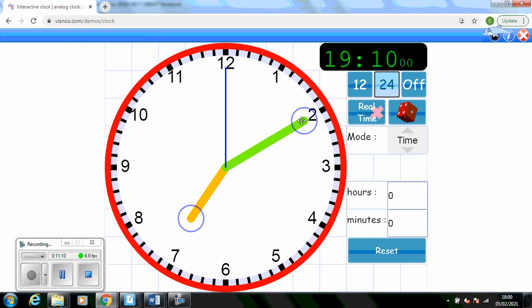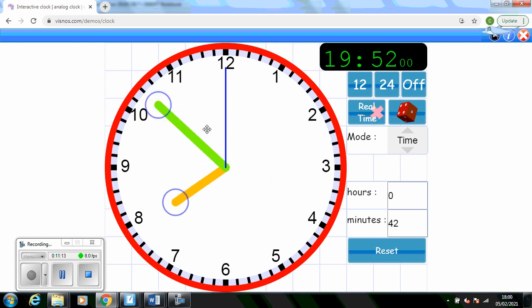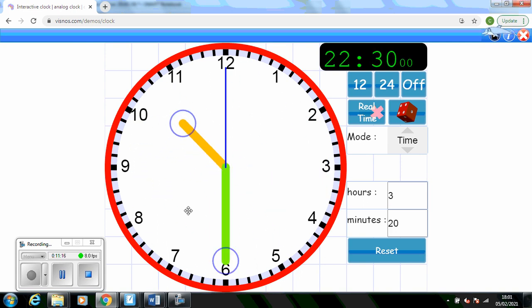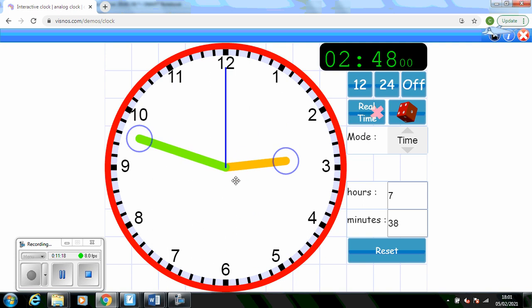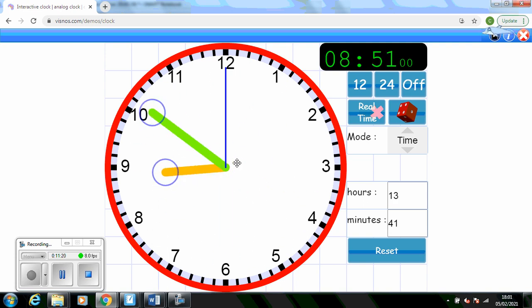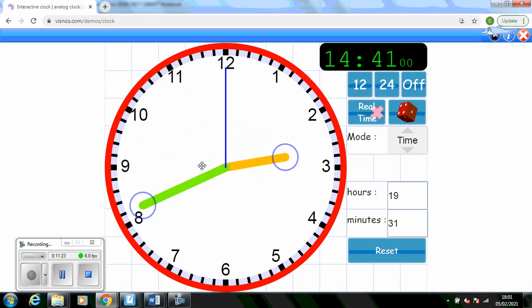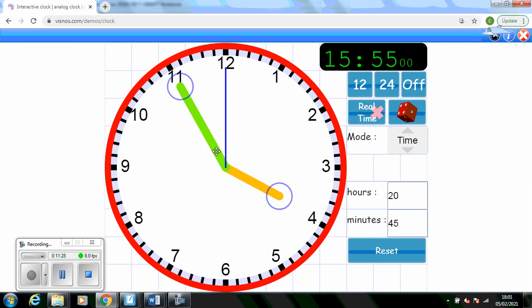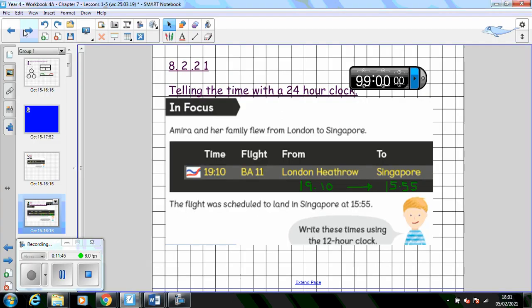You can move these clock hands around, so if you wanted to see how many hours it took to get round to 15:55, let's see how fast I can do it. Spin, spin, spin, spin, spin, spin, spin. Oh, 13, 14, 15:55. Oh, this handy little tool helps me work out that it took 20 hours and 45 minutes for that flight. That's nearly a whole day. Remember, there are 24 hours in one day. So let's have a look at the guided practice.